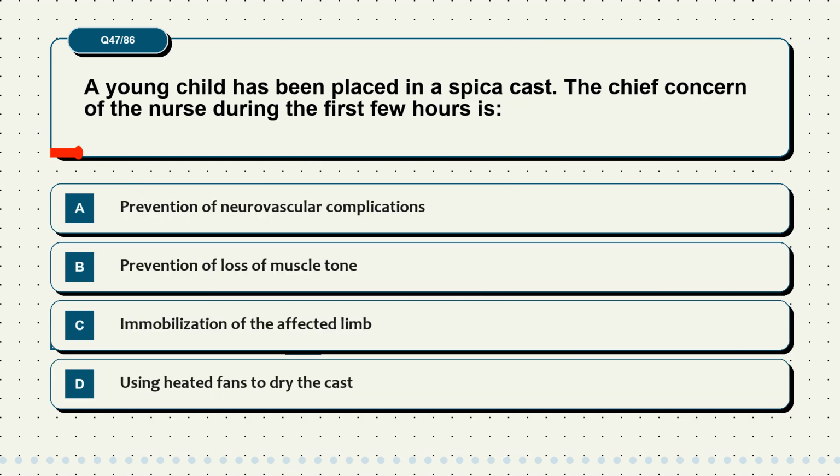Question 47. A young child has been placed in a spica cast. The chief concern of the nurse during the first few hours is, here are the options. Option A. Prevention of neurovascular complications. Option B. Prevention of loss of muscle tone. Option C. Immobilization of the affected limb. Option D. Using heated fans to dry the cast.